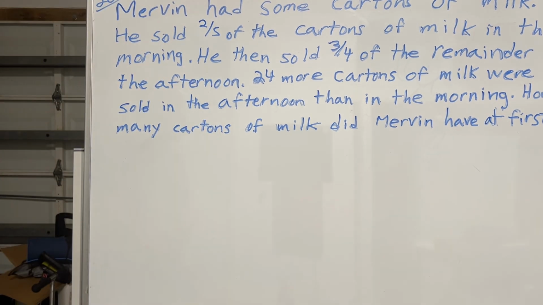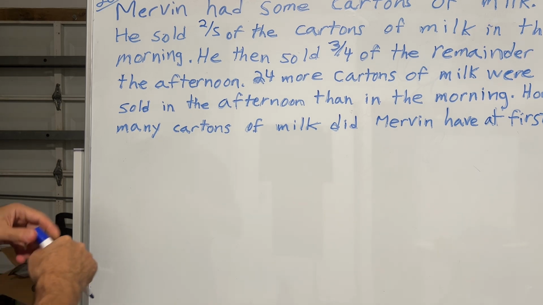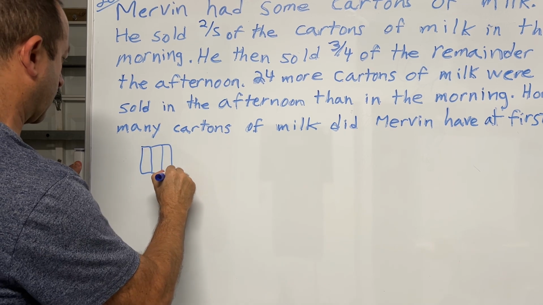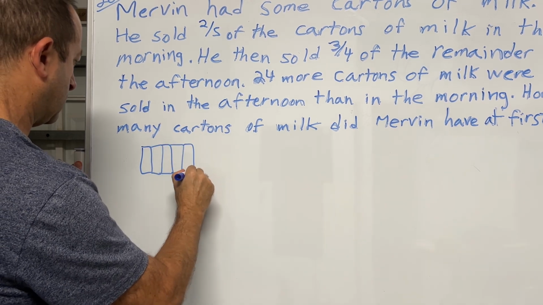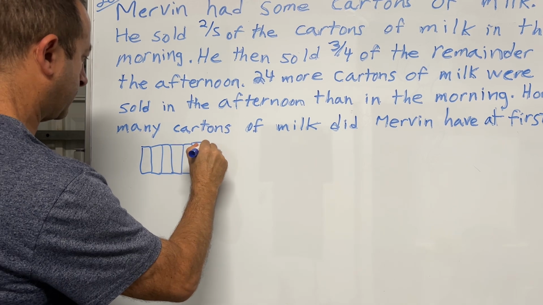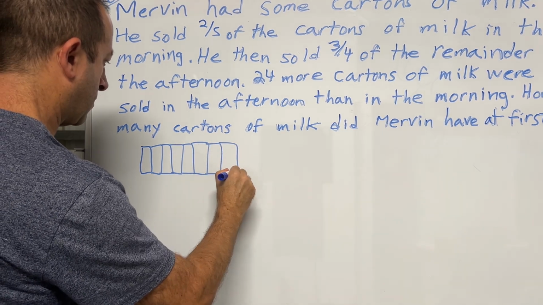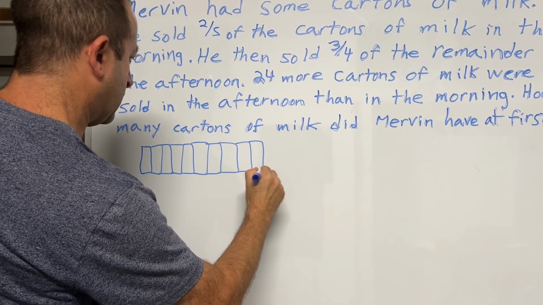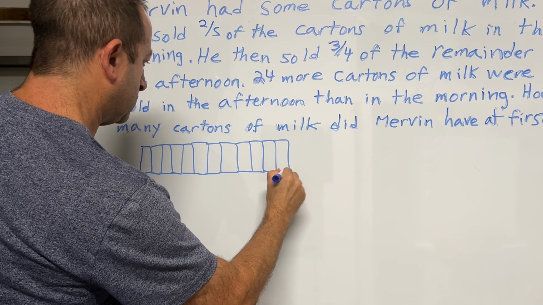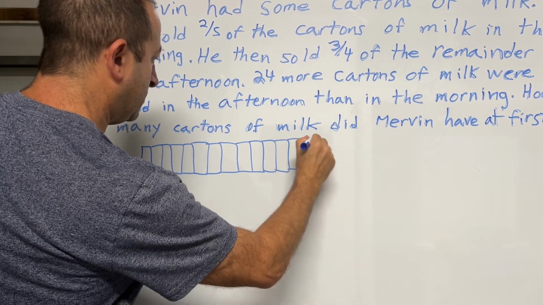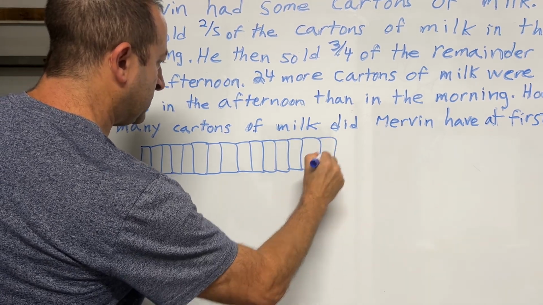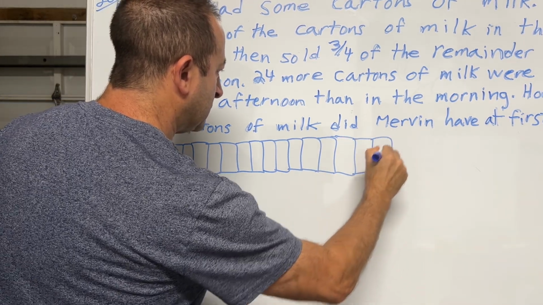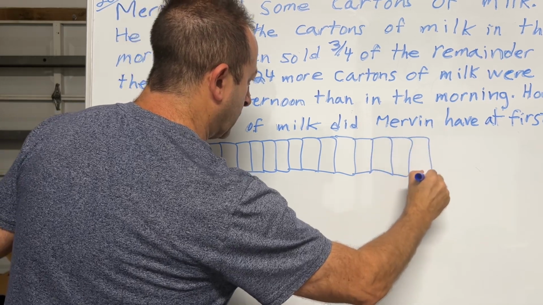So I'm just going to draw my diagram over here of 20 units. And that is going to represent the starting amount of cartons. That's 9, 10, 11, 12, 13, 14, 15, 16, 17, 18, 19, 20.